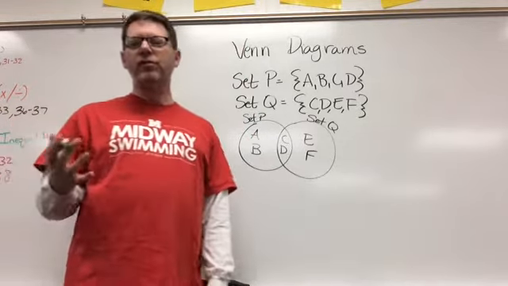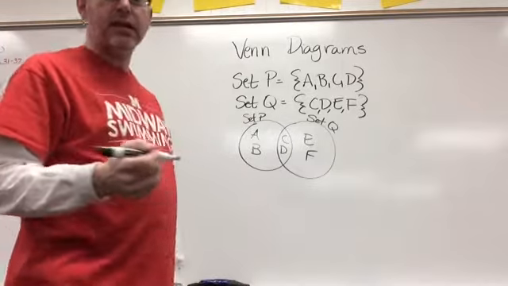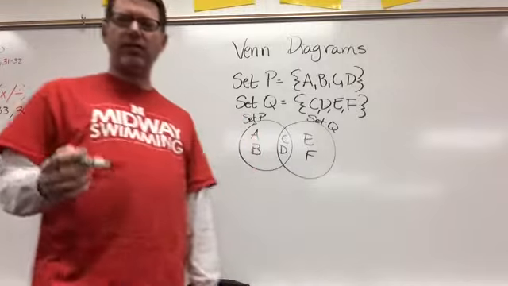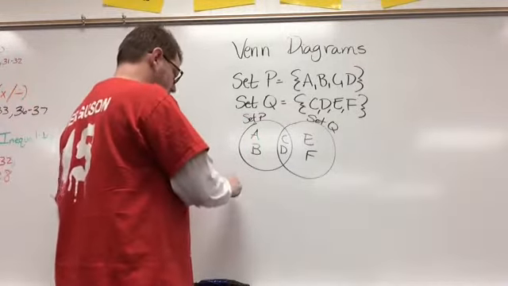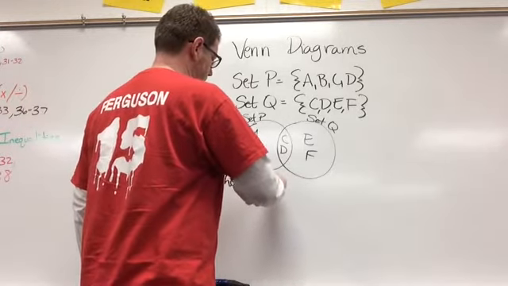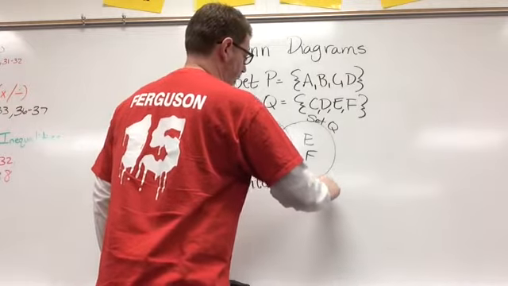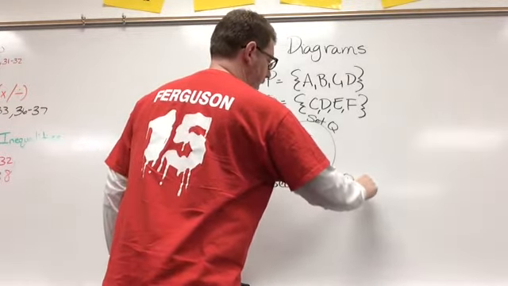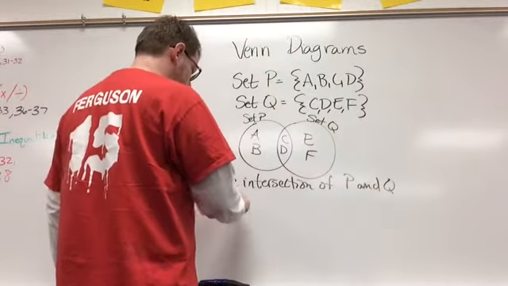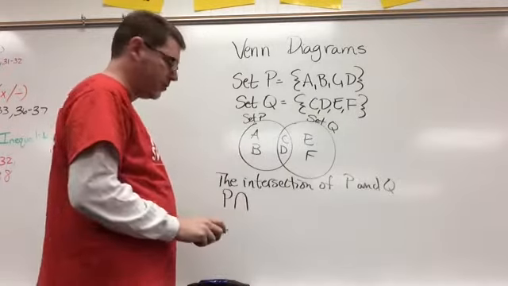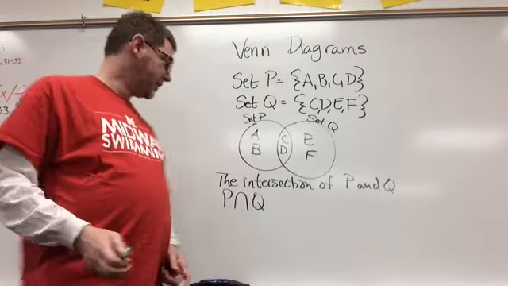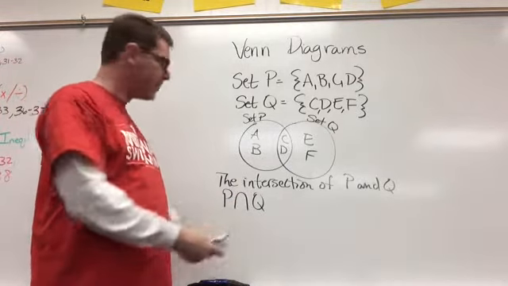Now I'm going to introduce to you 2 more symbols today, okay? And so what if I asked you, what are the points that are in both P and Q? The way I would write that is the intersection of set P and Q. And the way we write that is P with an upside down U, Q. Now that upside down U looks like an N. And the way I remember this is the intersection of P and Q.